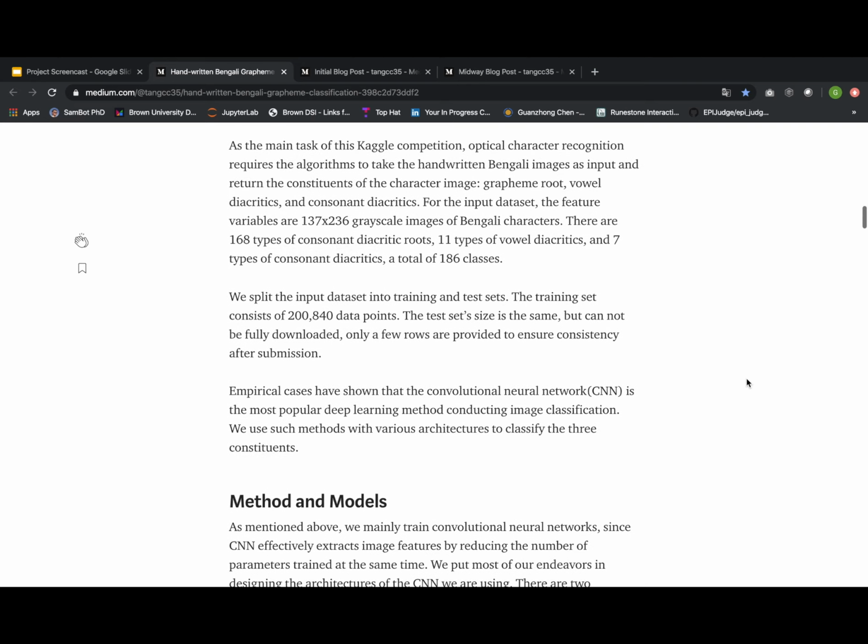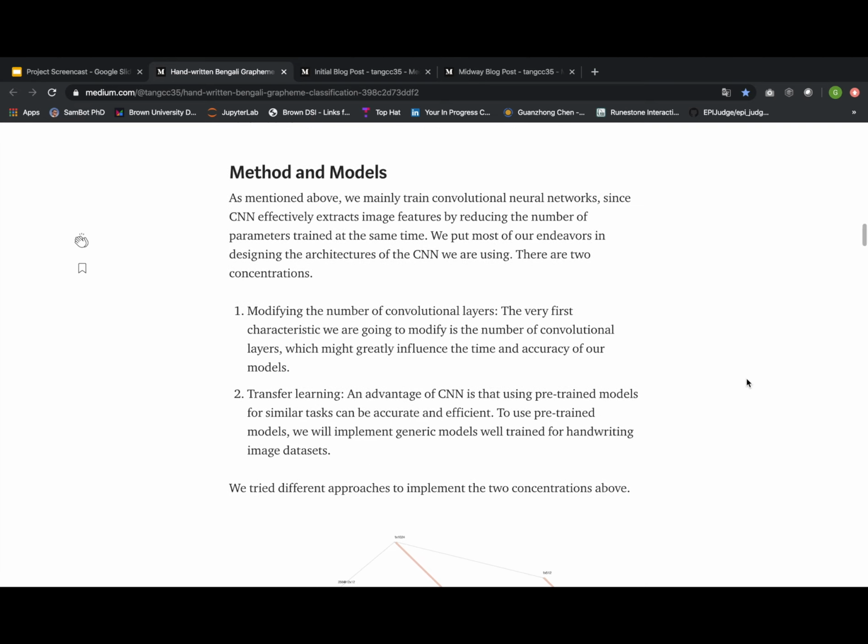The next part is methods and models. As mentioned above, we will use CNN to tackle this problem. We will focus on the following two parts. First of all, we modify the number of convolutional layers to achieve the best result. Secondly, we apply transfer learning. Transfer learning works with pre-trained models that already have good accuracies and efficiencies. Then we fine-tune the weights in the dense layers of the pre-trained models so they adapt to this specific problem.